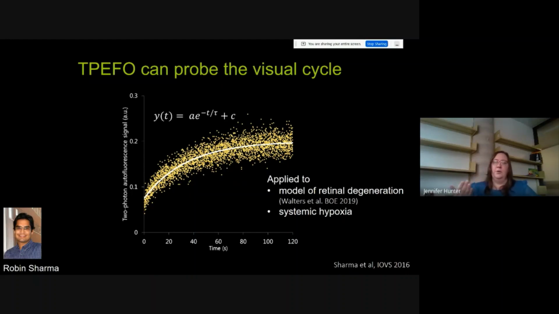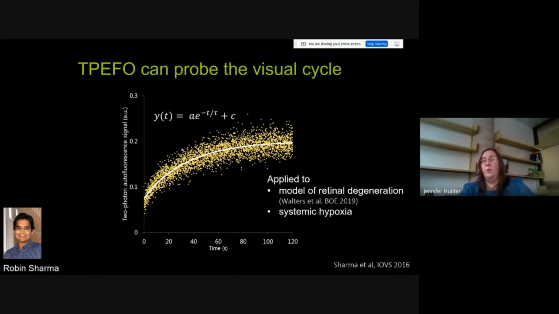We've applied this to look at models of retinal degeneration and shown that when you have a degeneration of the outer segments, this flattens and we no longer see this functional response. We've also looked at systemic hypoxia and found that in hypoxia, the rate of change slows during hypoxia and then recovers when animals are brought back to a normal breathing environment.